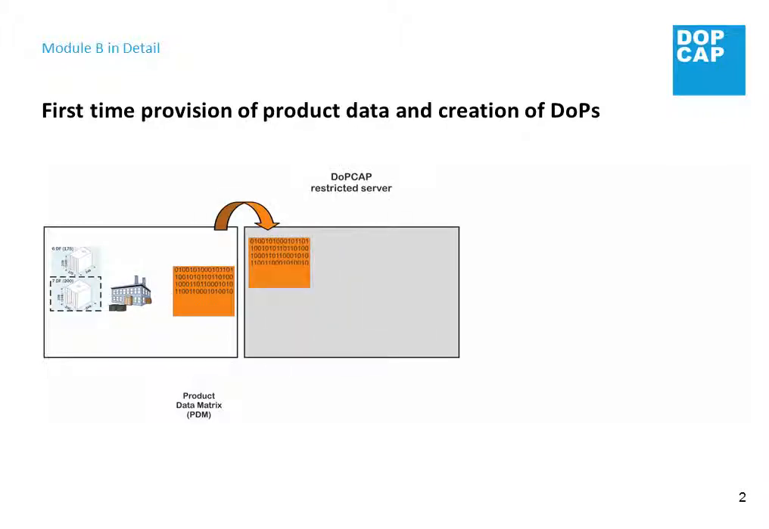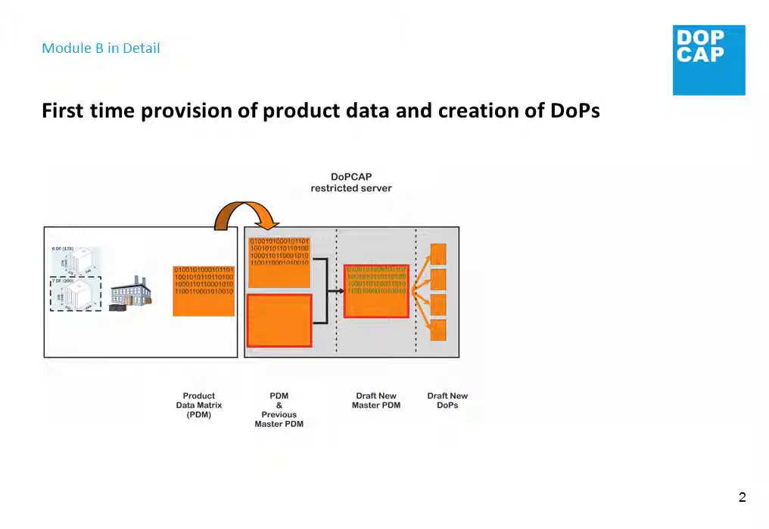Then he will upload the product data matrix, the PDM, onto the restricted server. There it will be compared with the previous master PDM, which of course is empty since it is the first time he's doing it. So then we get the new master PDM, which for the time being is only a draft, because firstly new draft DOPs are being generated, which still stay on the restricted server and are not publicly accessible.